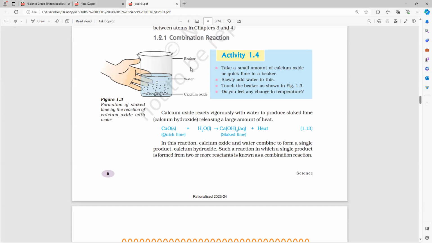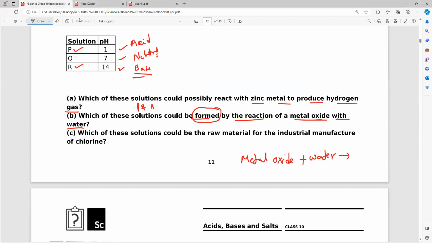There is a best example for us. Sodium oxide. Very good, Aishwarya. Sodium oxide reacting with the water, what are we going to get? Everyone? Sodium oxide formula, tell me. Sodium oxide formula, Na2O. Reacting with the water, we are going to get what? NaOH, sodium hydroxide. Sodium hydroxide means what? Base, 14. So what is the answer? R. Is everything clear? Next.